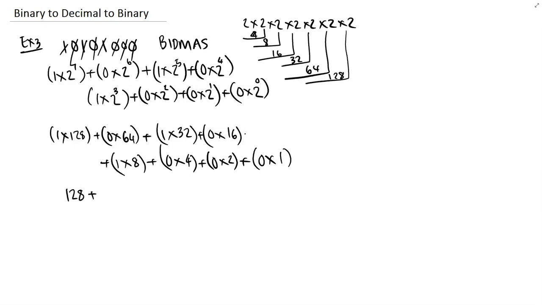And then 0 times 64 is 0. Then 1 times 32, it is 32 here. And then plus 0 times 16, that is 0 there. And then if you add 1 times 8, it's 8 again. And then 0 times 4, 0 there, 0 times 2, 0, 0 times 1, 0.